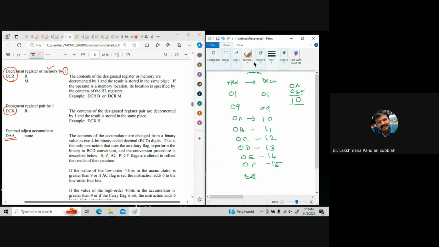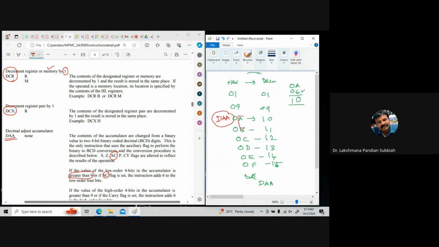So the decimal adjust accumulator adds 6 whenever we have that particular case, right? Similarly here, we consider other cases as well. I told you about the auxiliary carry, and here this auxiliary carry is used. If the digit is greater than 9, that is, the letters A, B, C, D, E, F, right?